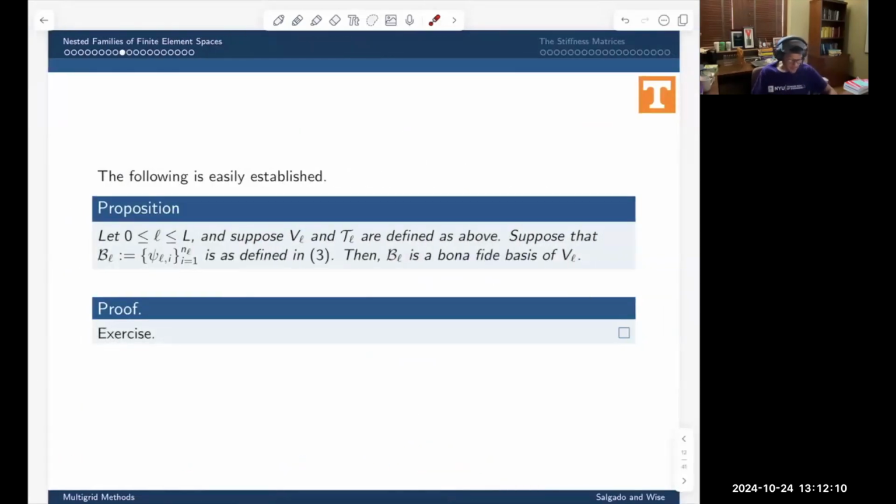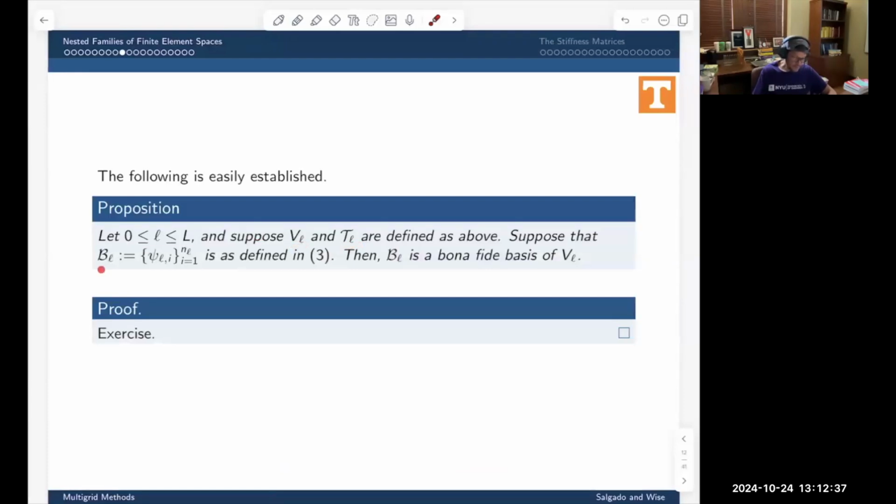All right, so the following is easily established and left as an exercise for you. This is easy to prove in one space dimension. It's a little bit harder to prove in two space dimensions and higher, but if you find the trick, it's not so bad. So suppose that we have constructed our finite element space subordinate to our nested triangulations, as above.